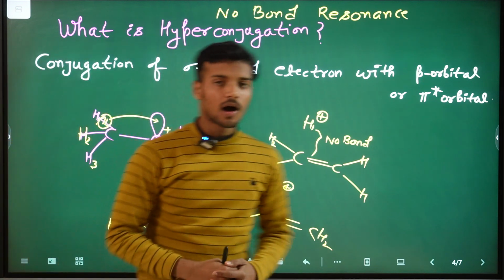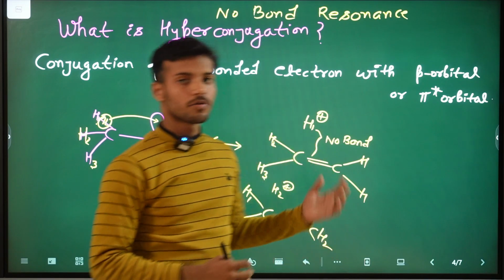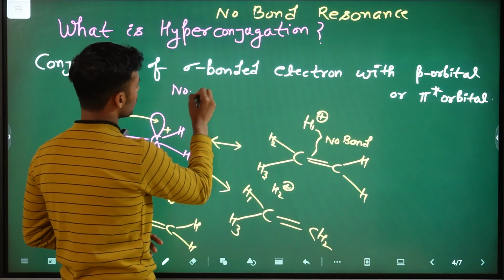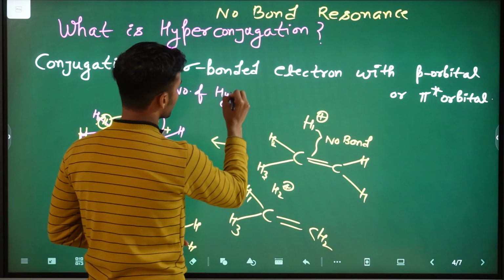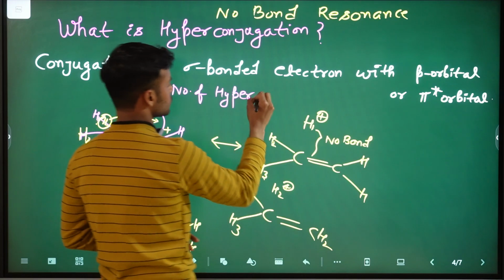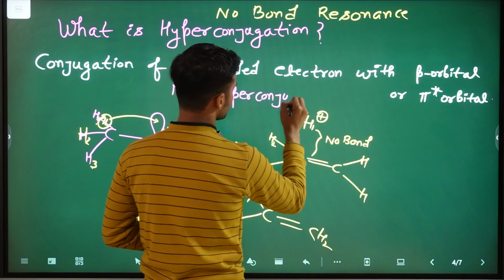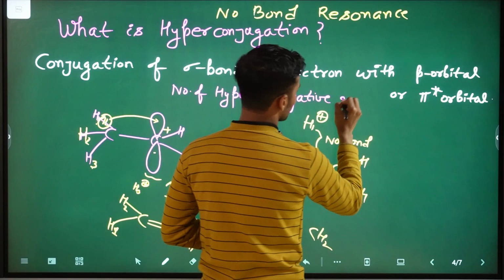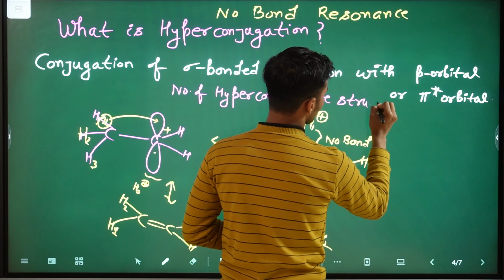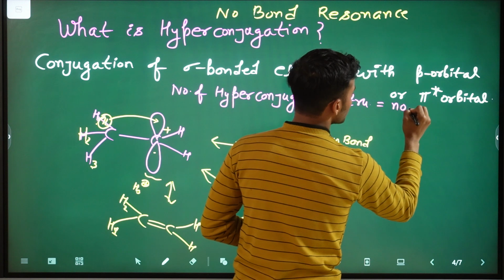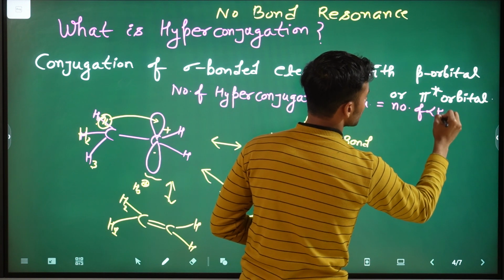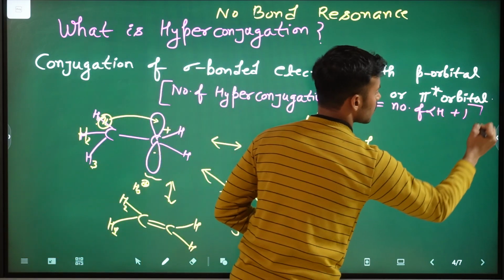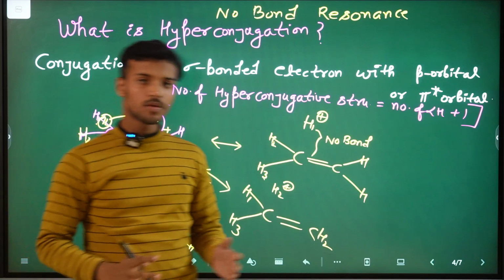So how many hyperconjugative structures are there? There is a formula: number of hyperconjugative structures is equal to number of alpha hydrogen plus 1. This is the simplest formula to calculate the number of hyperconjugative structures.